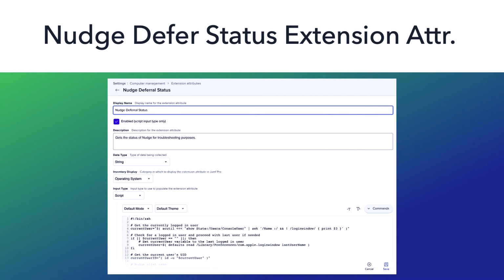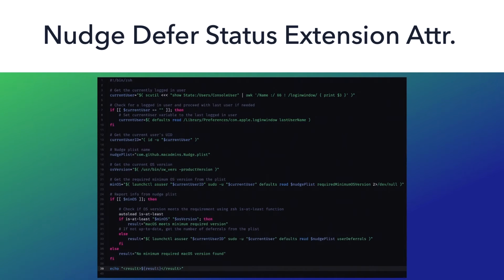And I mentioned earlier about user deferral. It's like, well, how do I know how many times people deferred? Well, the nice thing is you can actually add it as an extension attribute in Jamf. Again, I'm going to assume that you know how to add an extension attribute. It's actually super, super easy. In our case, they're just scripts.